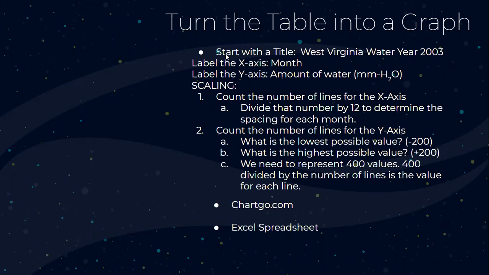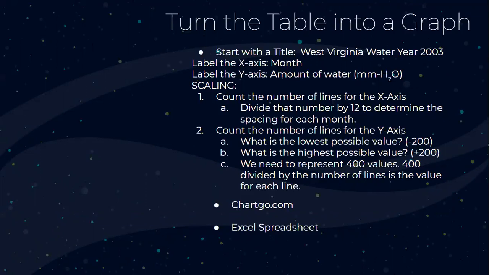So the first one is how you would traditionally make a graph. Start with a title. So for example, it could be West Virginia Water 2003. We're going to label the x-axis, the month. We're going to label the y-axis, the amount of water with the units, millimeters of water. And then scaling is going to be the next important part. So you're creating a graph by hand. You want to scale this so that it covers most of the page.